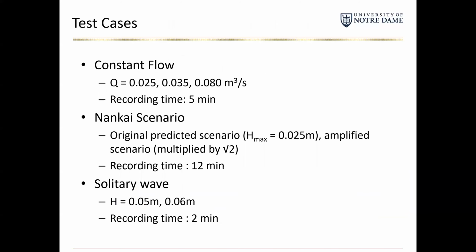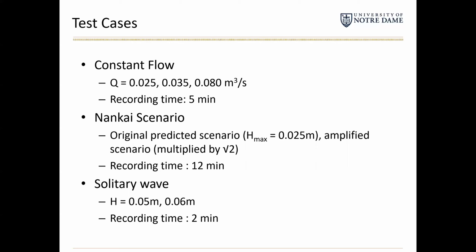We mainly use 3 different types of test cases in the experiment. There are constant flow cases, which produce a flow with constant flow rate from the wavemaker, representing the storm surge conditions. Mainly 3 different flow cases were used. There are 0.025, 0.035, and 0.08 cubic meters per second. Each test case lasts 5 minutes.